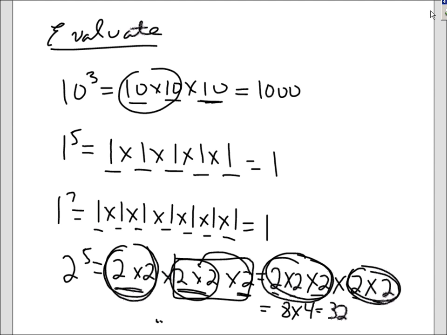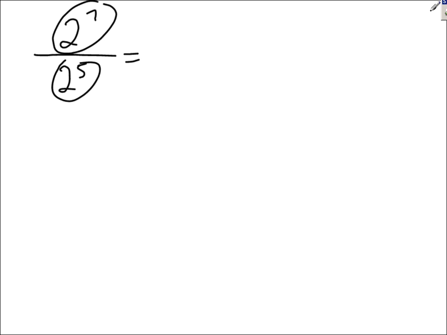But however you get it, multiply 2 by itself 7 times. Now, what if you had 2 to the 7th divided by 2 to the 5th? Now, neither of those numbers is 2. None of those numbers are 2. 2 times 2, 7 times is not 2, and 2 times 2, 5 times is not 2. So you cannot cross off the 2's and say, oh, that's 1.